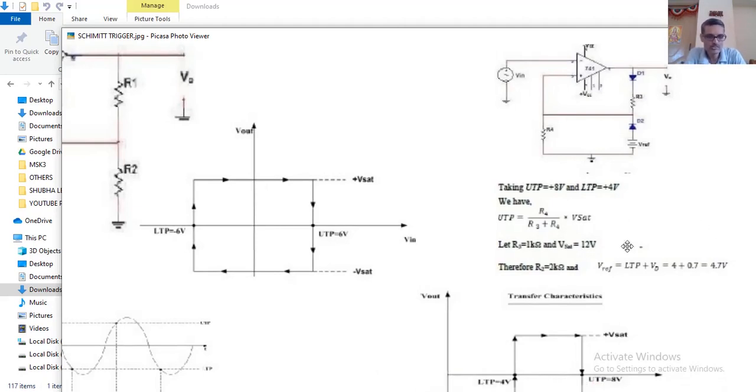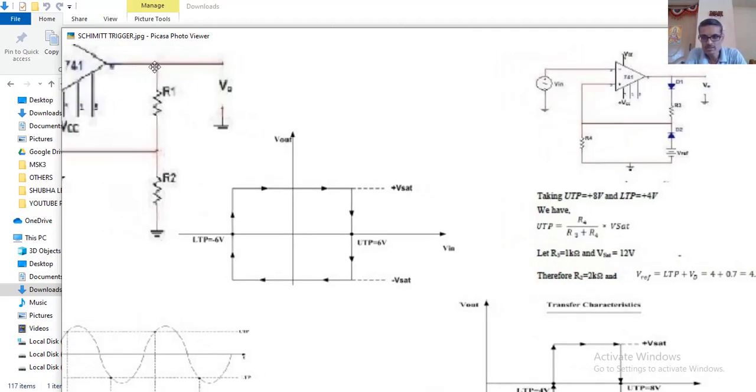So what about the reference voltage? I'll come to the reference voltage a bit later. See, the output is either plus Vsat or minus Vsat. If it is plus Vsat, some positive voltage, at that time the diode will conduct, because the anode is connected to the positive voltage. This will conduct, and this is the current flowing path.